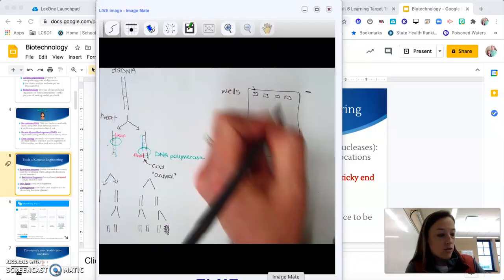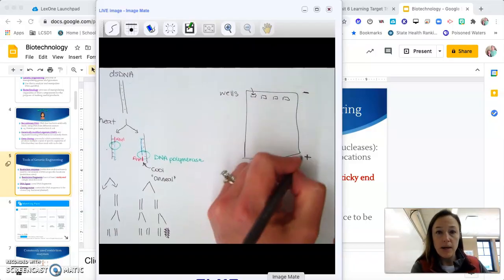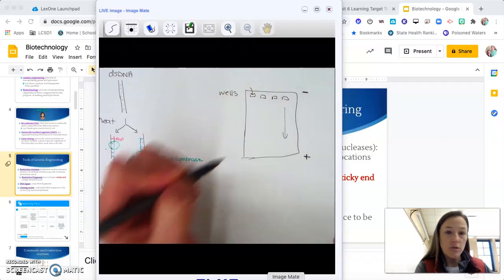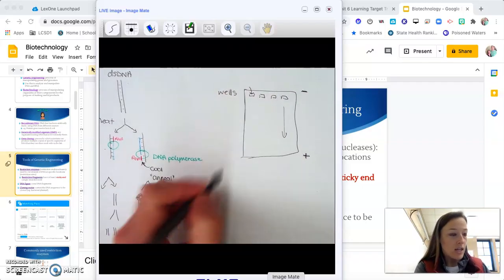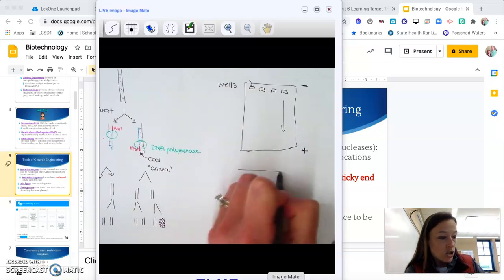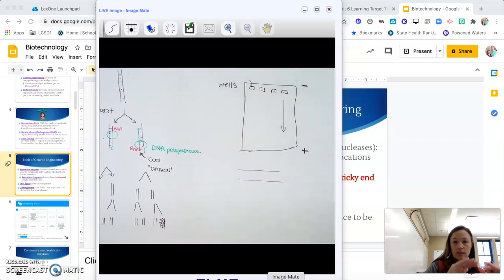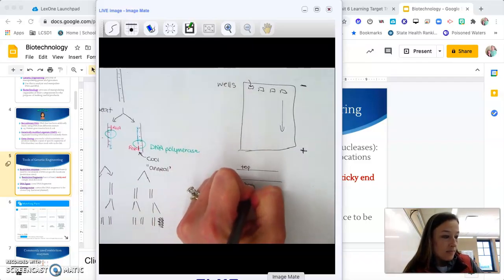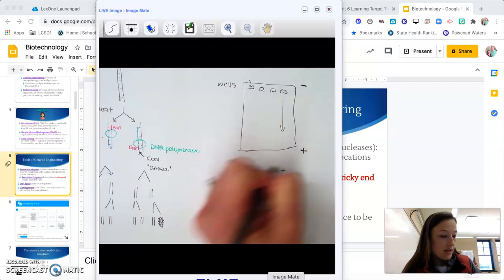We're going to attach electrodes, so negative here, positive here. DNA has a slight negative charge, so it's going to be drawn towards the positive because opposites attract. But the problem is when you look at this gel from the side, so let's squat down and look at it from the side. So here's the top, here's the bottom. Here's the negative end, here's the positive end.